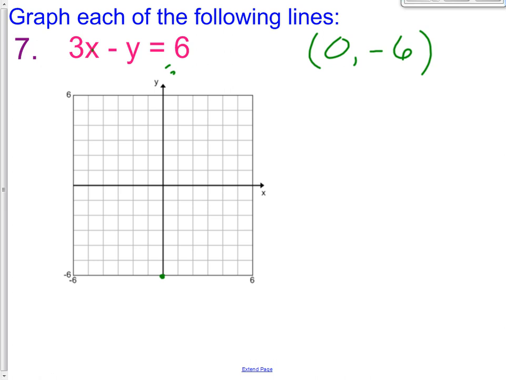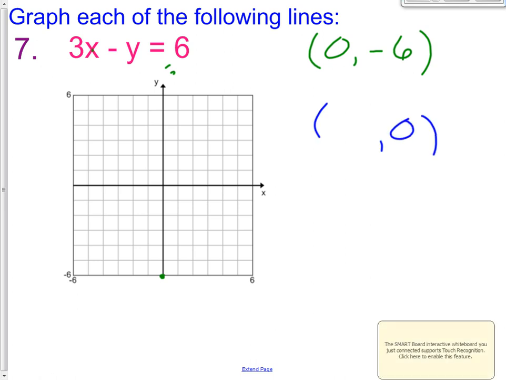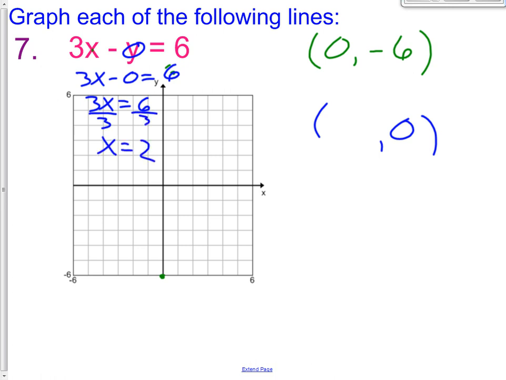0, negative 6. So now let's find out what happens when my y value is 0. Well, when this right here is 0, 3x minus 0 equals 6. So 3x equals 6. That means if I divide by 3, x has to equal a positive 2. So now I know that another one of my points is 2, 0. So let's put that on our graph.